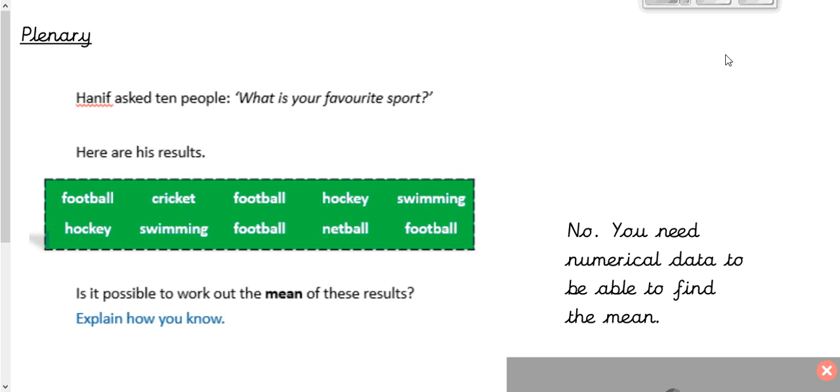Right, well done. You did well on the mean and using it to solve problems today. Tomorrow we move on to looking at a bit of graphs and representation of data, and then it will soon be the weekend, so I'll see you tomorrow.